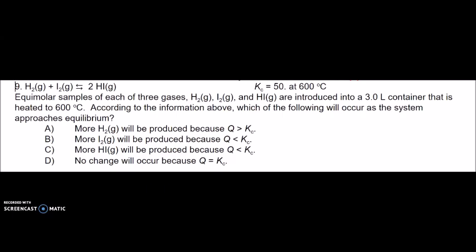Equal molar samples of these 3 gases of hydrogen, iodine, and hydroiodic gas are introduced into a 3-liter container that is heated to 600 degrees Celsius. According to the information above, which of the following will occur as the system approaches equilibrium? So look at your multiple choice choices, pause the video, think about it, and check your answer on this one.